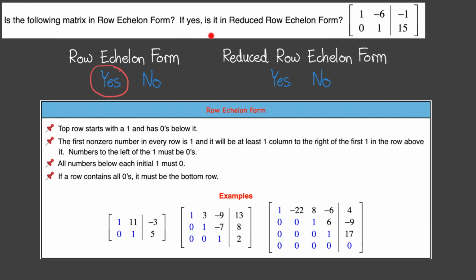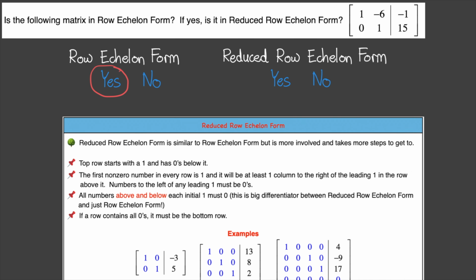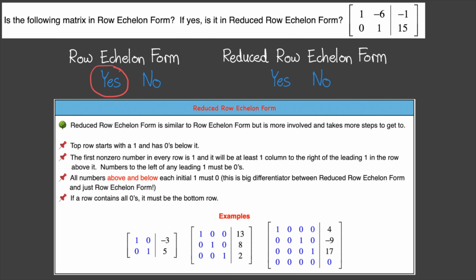Next, let's answer the question, is it in reduced row echelon form? Now, as a caveat, the matrix must be in row echelon form in order to be in reduced row echelon form. So let's take a look at the key differentiator between row echelon form and reduced row echelon form. So I'm going to erase our chart here and bring up our new chart for reduced row echelon form. So the key difference between reduced and just regular row echelon form is this right here in this step.